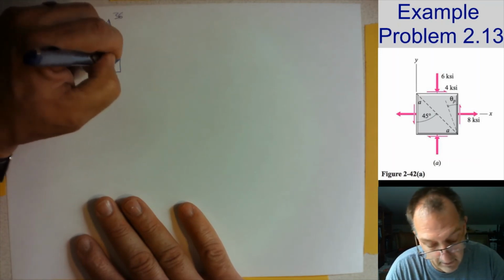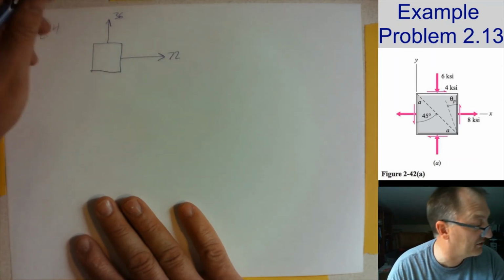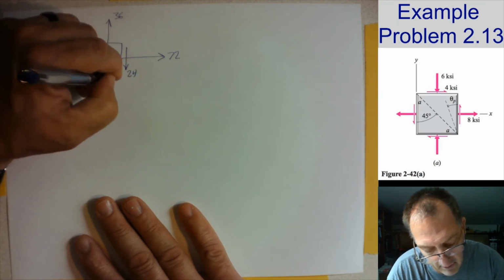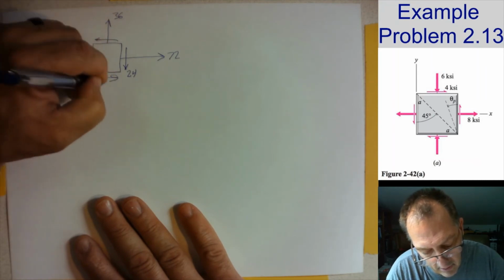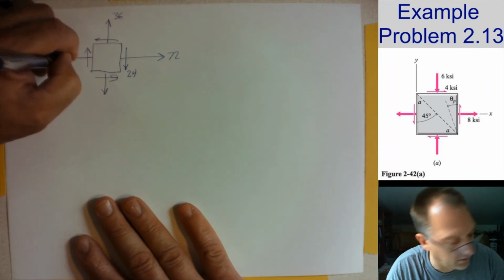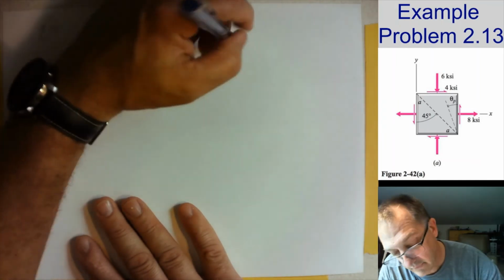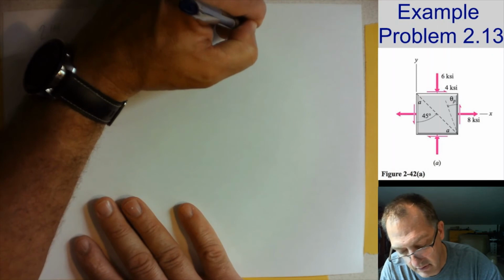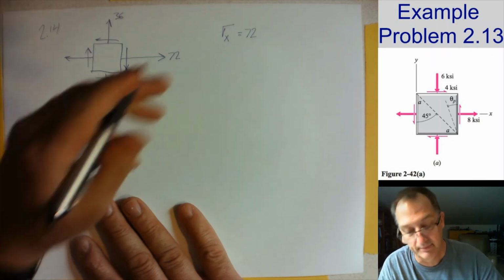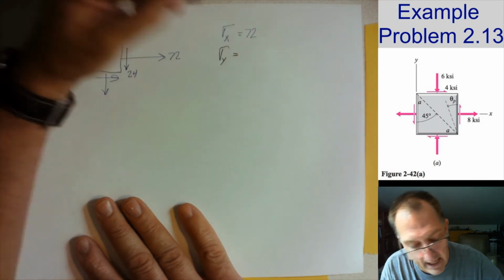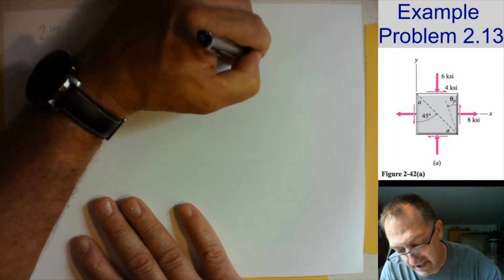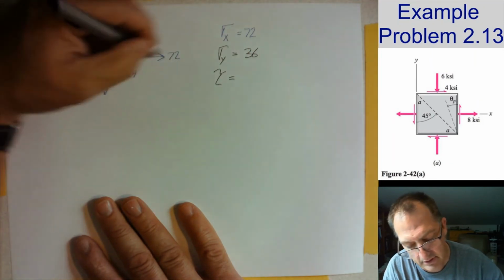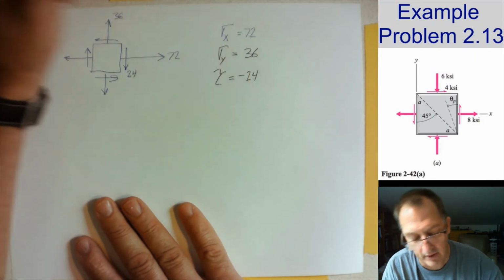36, 72, 24. Let's write this stuff down. Sigma x is 72. I'm swapping to black because I think it shows up better. Sigma y is equal to positive 36. Shear is equal to a negative 24.